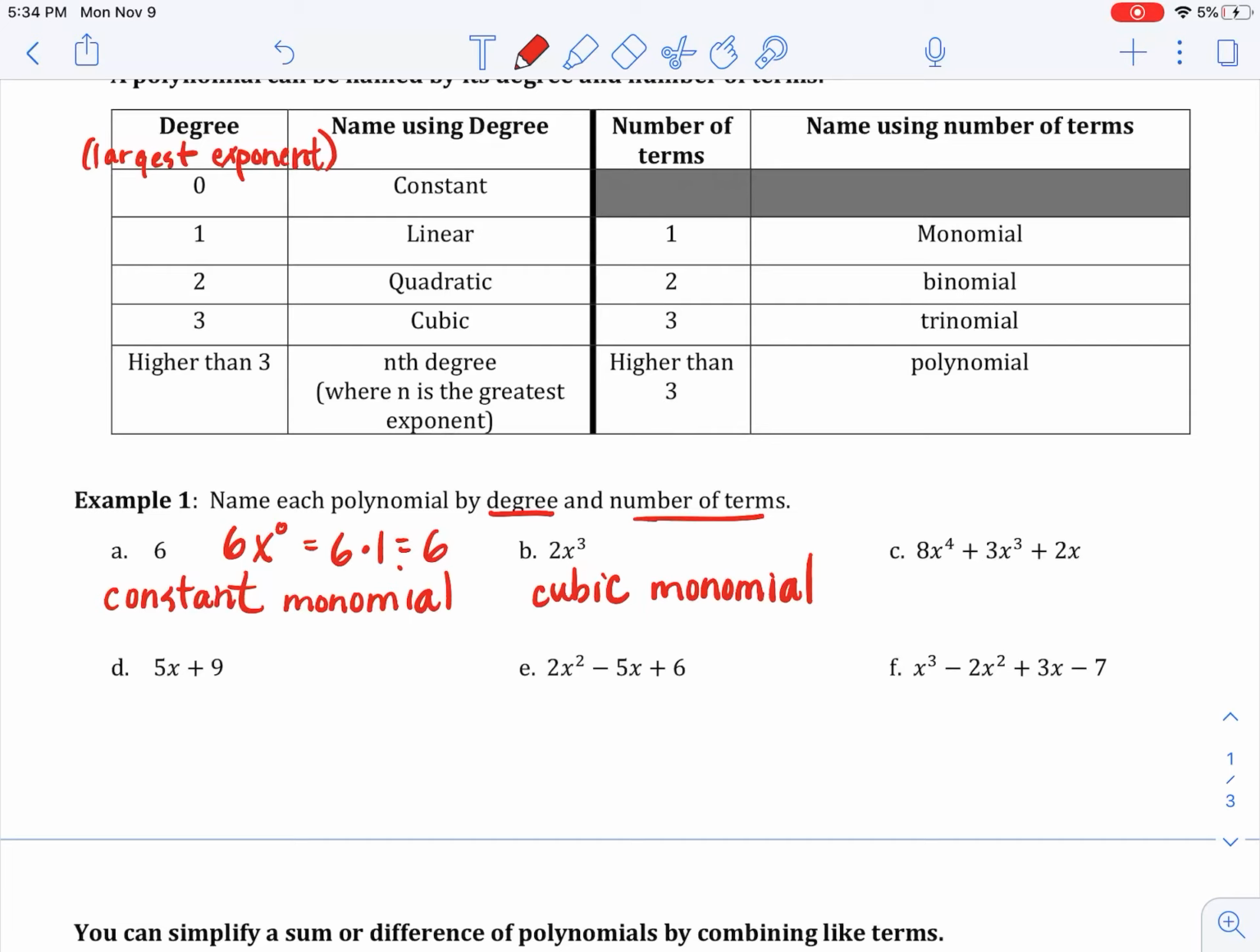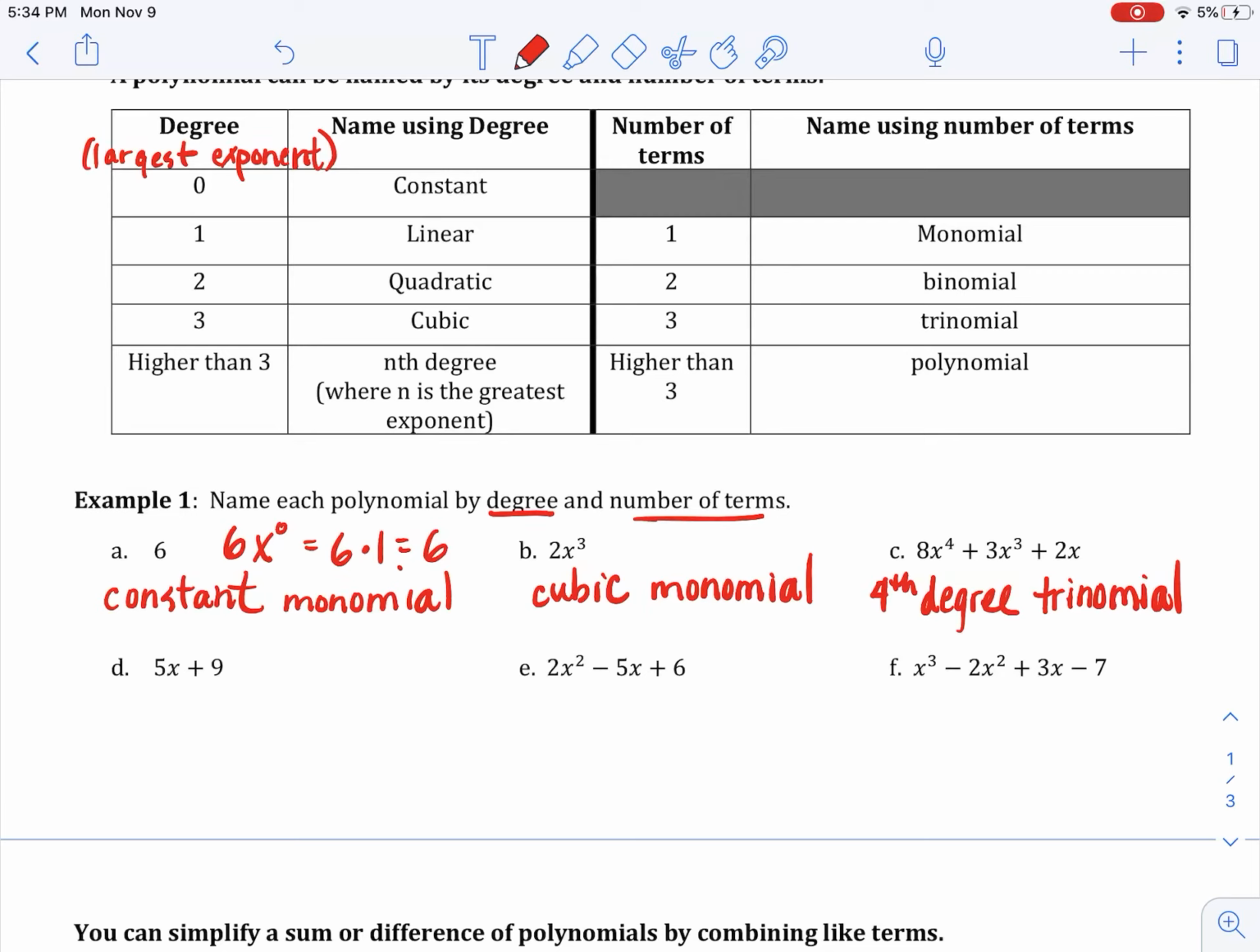All right, in example 1c, the largest exponent I see is a 4. And notice when it's higher than 3, we call it an nth degree. So I'm going to call it a 4th degree. That's its first name. And then there are 3 terms, right? There's 3 things being connected with plus or minus signs. In this case, 3 things connected with plus signs. And so that's a 4th degree trinomial.